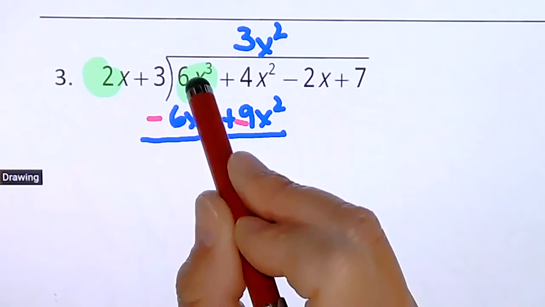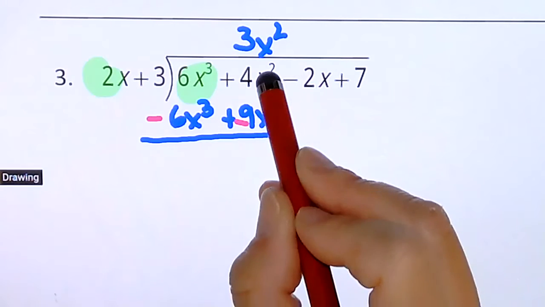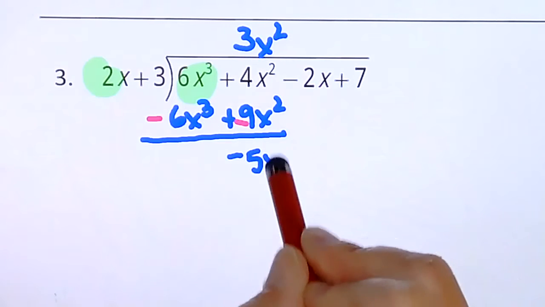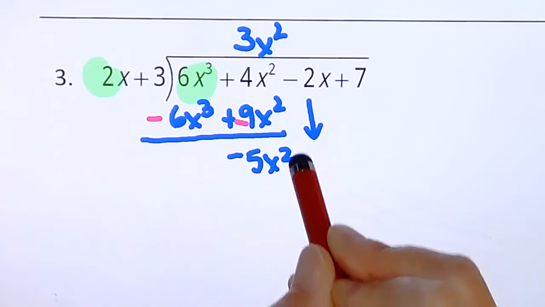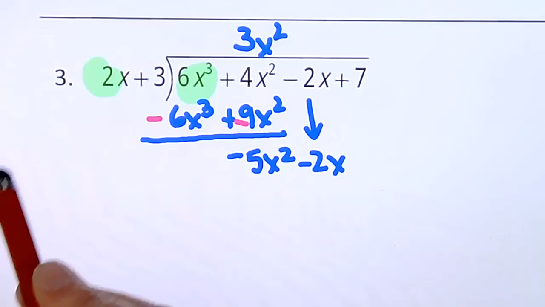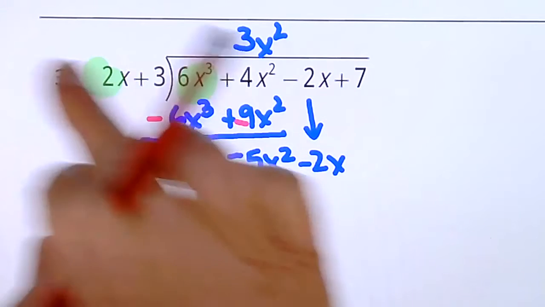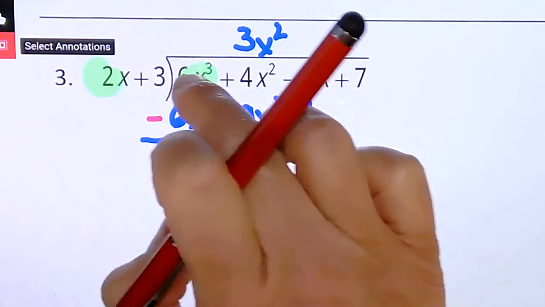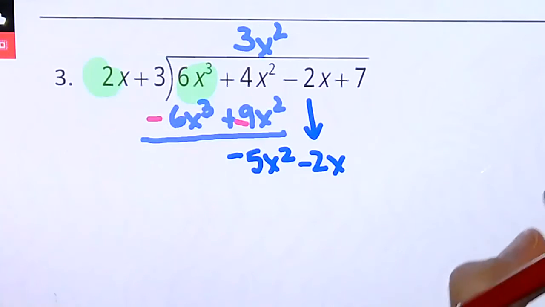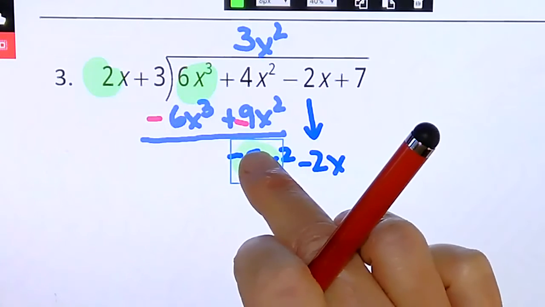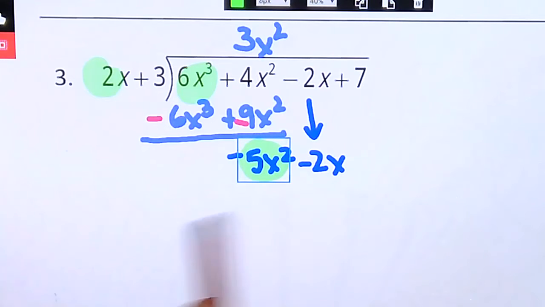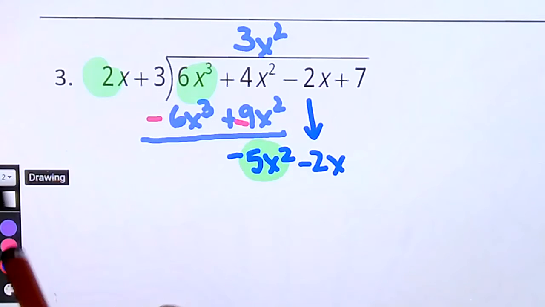So when I subtract, this is going to become negative, this is going to become negative. And I am going to combine. All that cancels out here. I get a negative 5x squared. I bring down my negative 2x. And again, what I'm going to do is focus on this negative 5x squared.